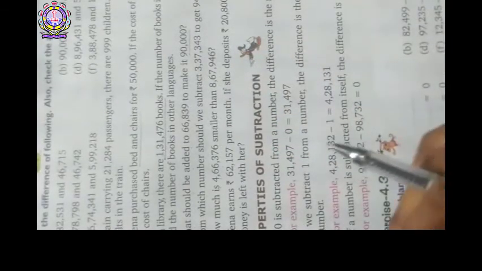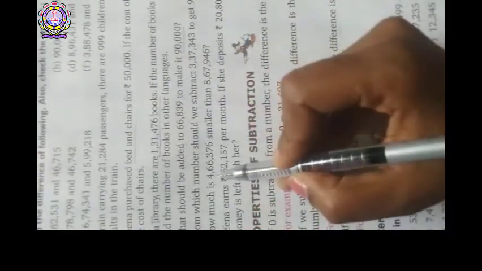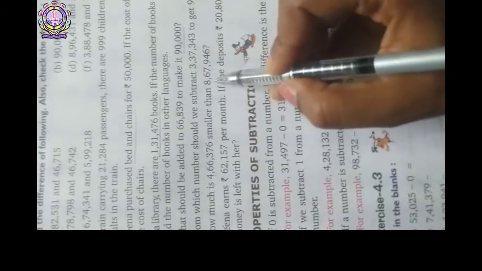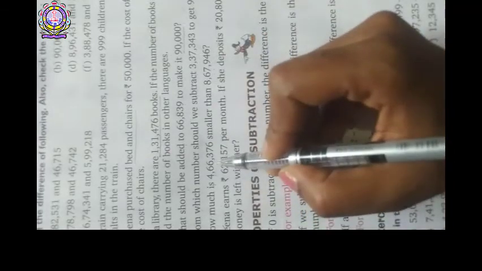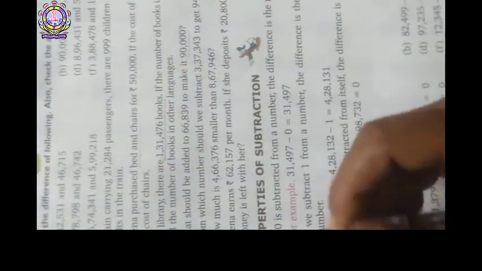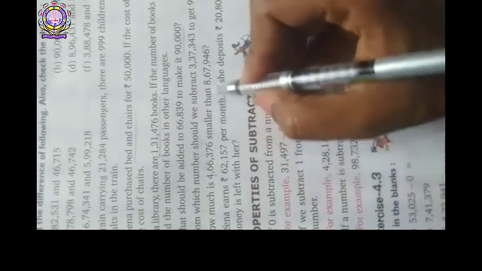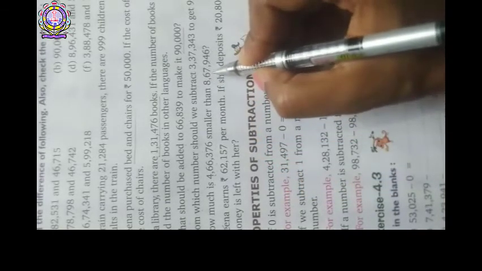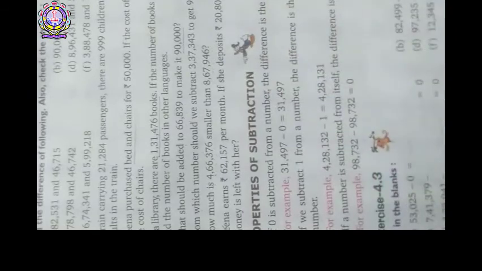I repeat it. How much is 4,66,376 smaller than 8,67,946? Okay, if we subtract 4,66,376 from this, we will get to know 4,66,376 is how much less than 8,67,946. Okay students, everyone, question number 7, do yourself.